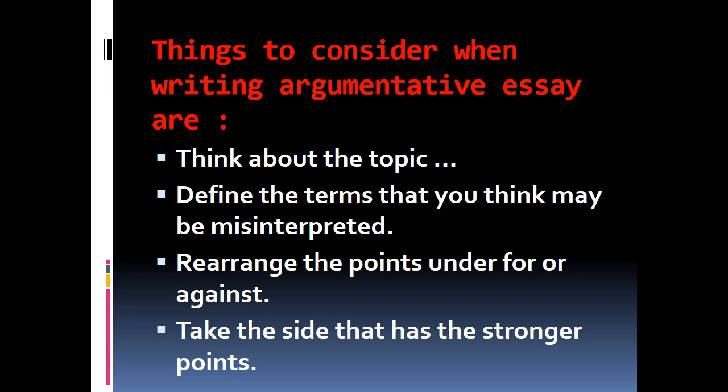Things to consider when writing an argumentative essay are: 1. Think about the topic and write down as many arguments as you can think of for or against the given topic. Secondly, you define the terms that you think may be misinterpreted. That means if you are the first speaker in the debate. Another thing is rearrange the points under for or against.